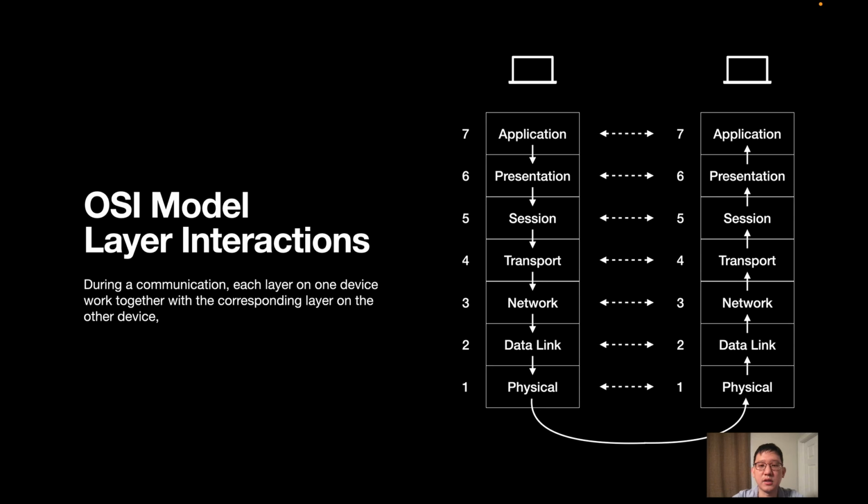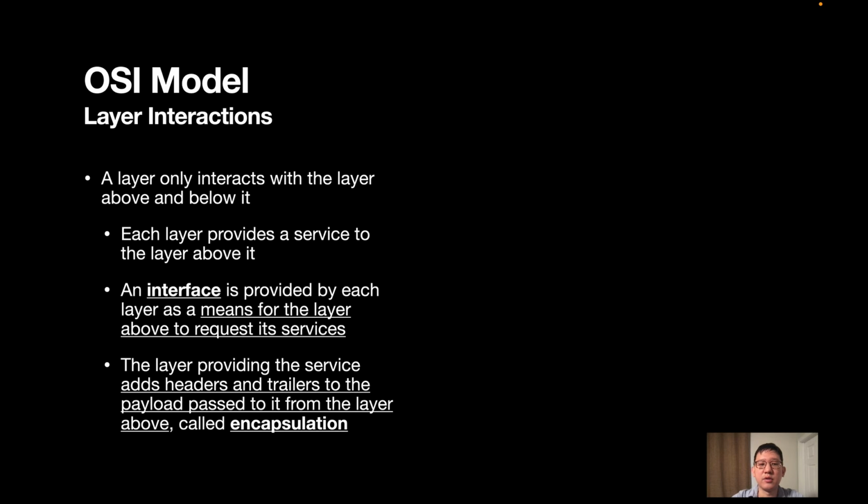Let's take a look at these interactions in a little bit more detail. Now, a layer only interacts with the layer above and below it, and each layer provides a service to the layer directly above it. An interface is provided by each layer as a means for the layer above to request its services, and the layer providing the service adds headers and trailers to the payload passed to it from the layer above, in a process called encapsulation.